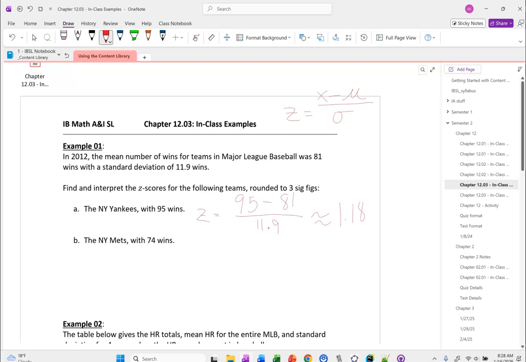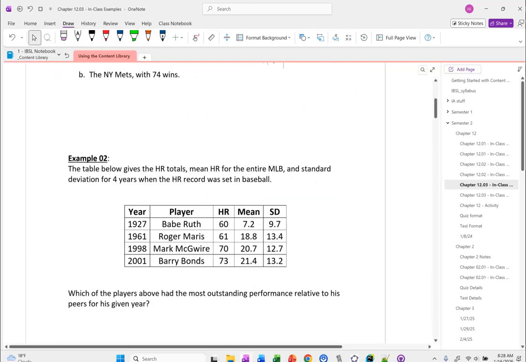But it's not a percent. It wouldn't be 1.18%. It's just the number of standard deviations. And how much is one standard deviation? Around 12. So they're like 13, 14 wins above average, which is about what it works out to be when you do this subtraction. Is that okay? We're gonna skip B because it's the exact same thing.